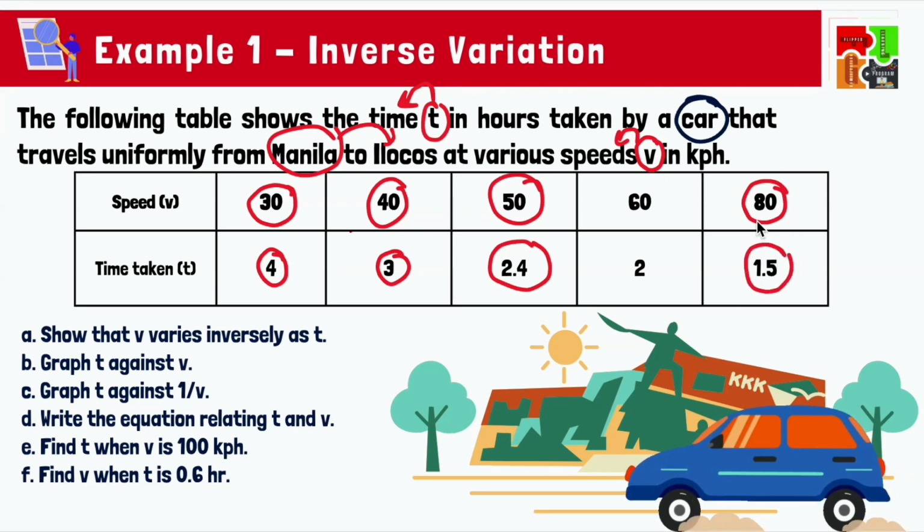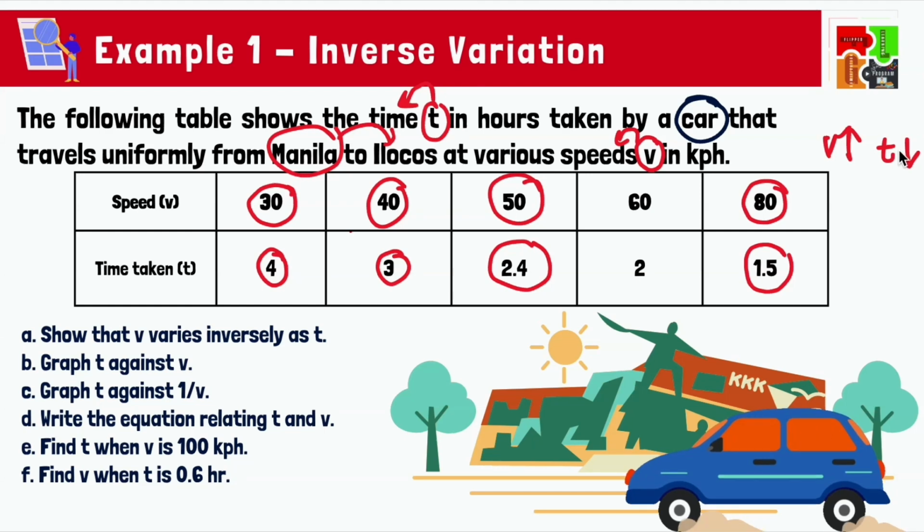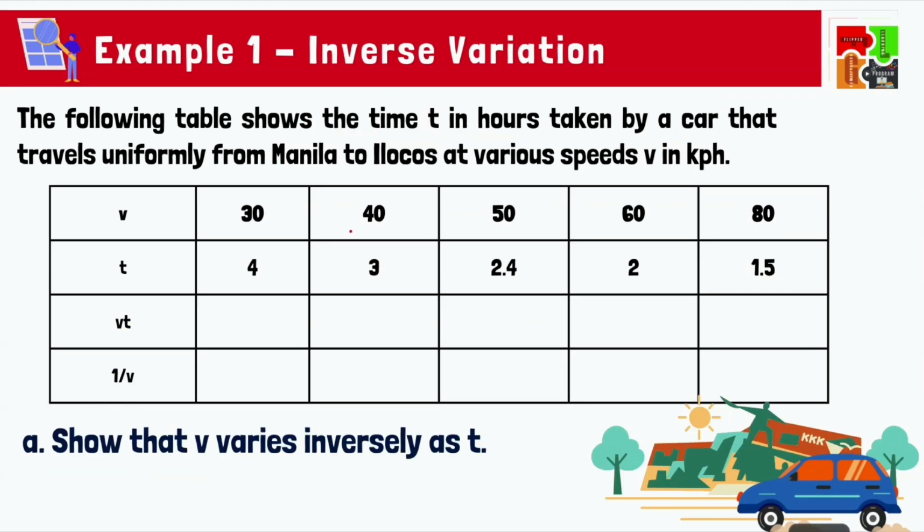So, they vary inversely because yung speed natin, yung speed natin na represent ng V, ay mataas, then the time taken would be mababa. Okay, so mas mabilis ka makapunta doon kapag mabilis ang iyong biyahe. So, ito yung mga kailangan natin sagutan. For now, let's proceed to the first particular given.